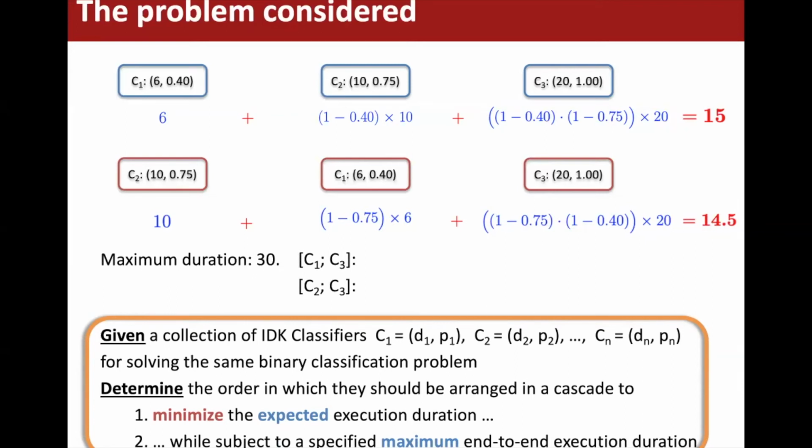If C1 were to be followed by C3, this is what the expected duration would be. C1 always executes, C3 executes only in the event of C1 failing. If we were to execute C2 followed by C3, this is the expected execution duration. We would always execute C2 and we would execute C3 only if C2 fails. Since 15 is smaller than 18, we conclude that the optimal IDK cascade, given a specified maximum end-to-end duration of 30, is the cascade C2 followed by C3.